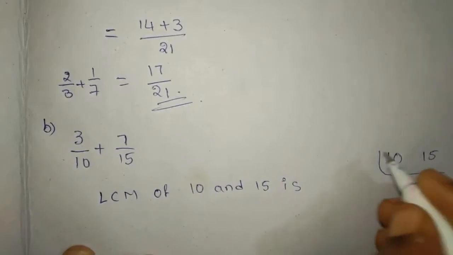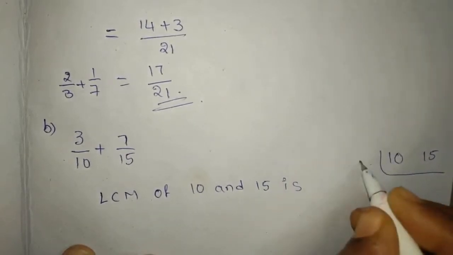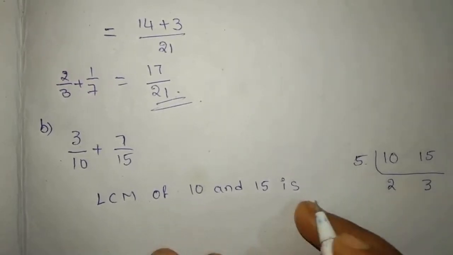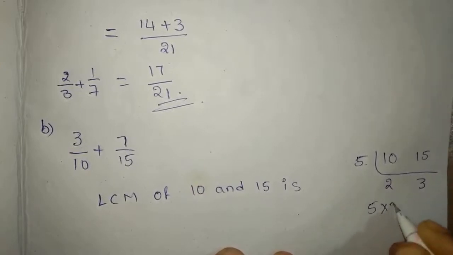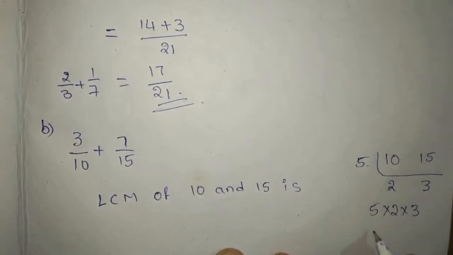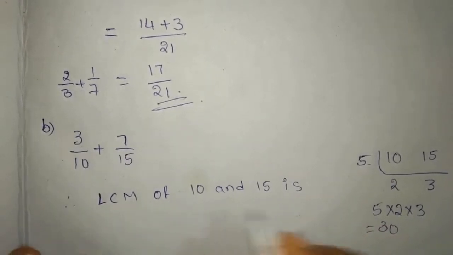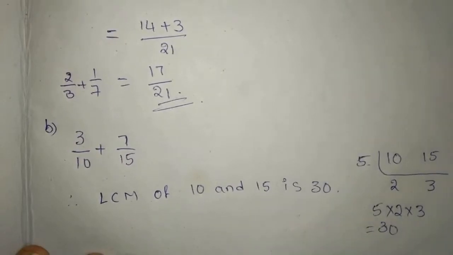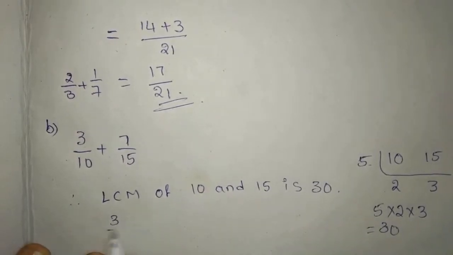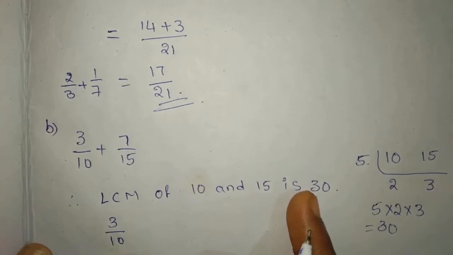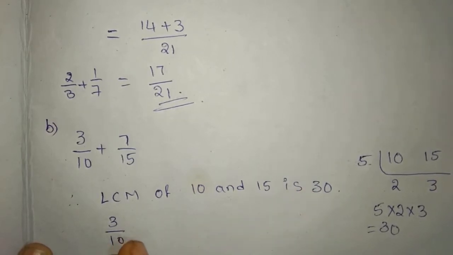10 and 15. First you take the 5 table: 5 2s, 5 3s. Now LCM is 5 into 2 into 3. It is equal to 5 2s are 10, 10 3s are 30. Therefore LCM of 10 and 15 is 30. Now the first fraction is 3 by 10. The denominator is 10. 10 how many times makes 30? 3 times. So we multiply both numerator and denominator by 3.